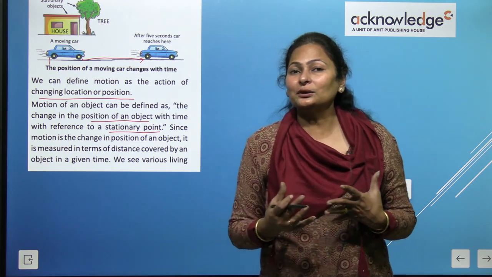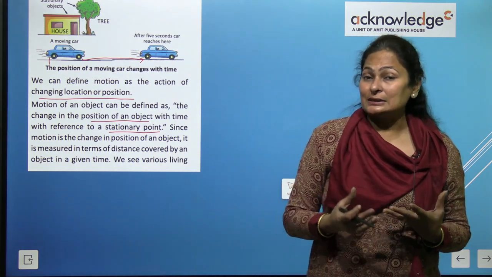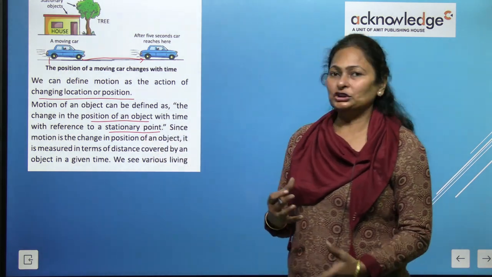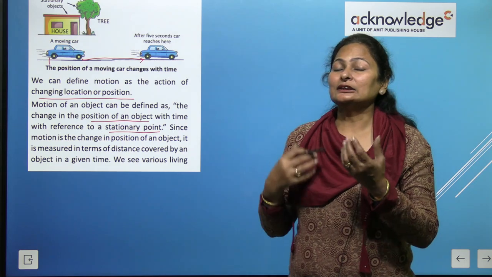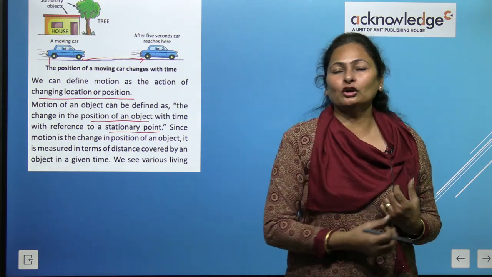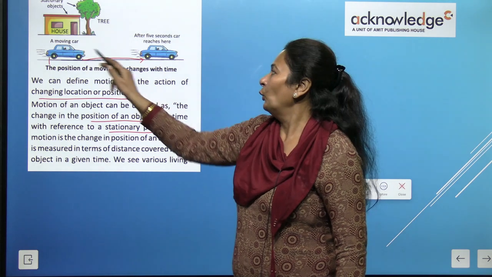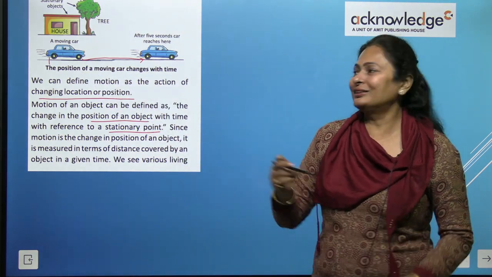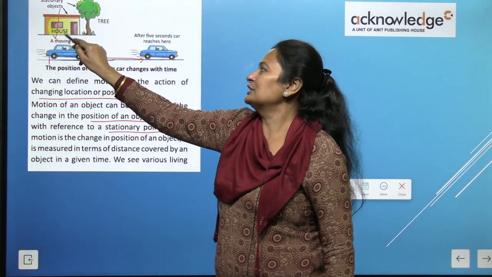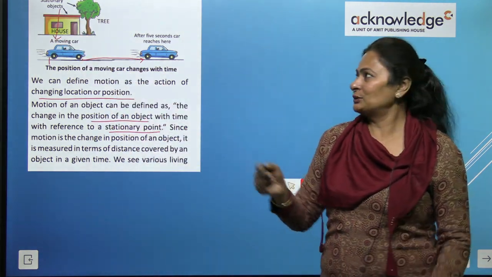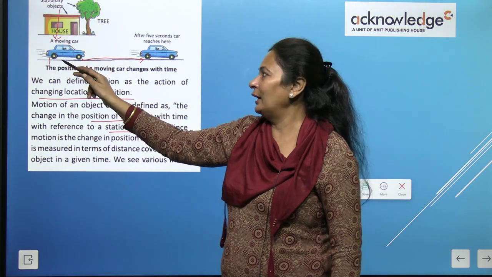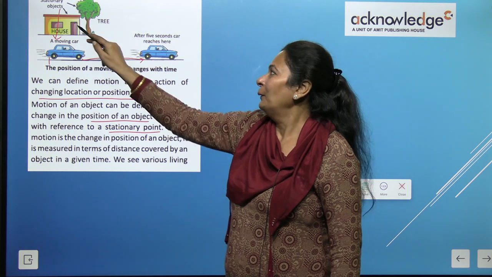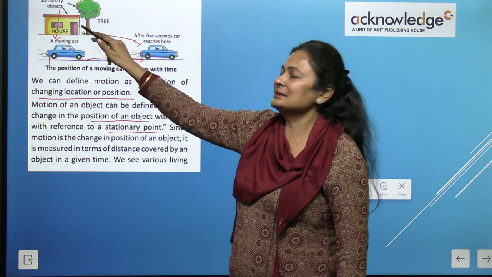So have you understood this definition? What is motion now? It is the changing of the position of an object with time, and with reference to stationary objects. These are the stationary objects. The car is moving and within 5 seconds it reached here, but the stationary objects are still here.